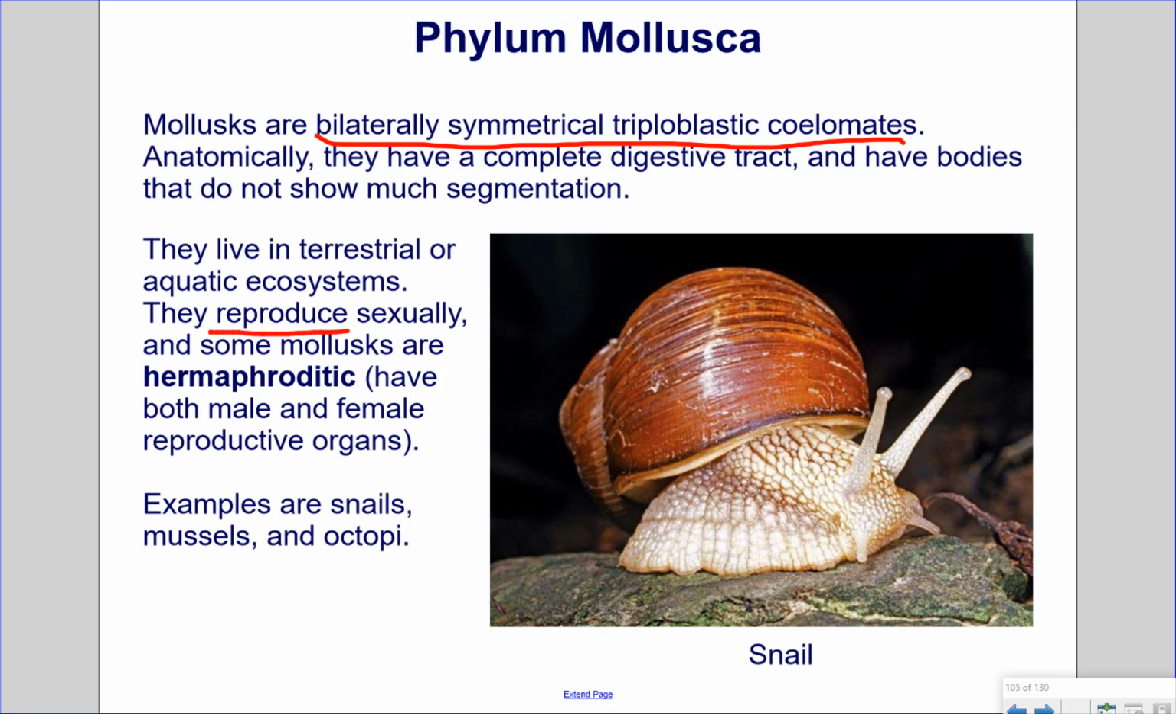They reproduce sexually, and some mollusks are hermaphroditic, meaning they have both male and female reproductive organs. Examples are snails, mussels, and octopi.